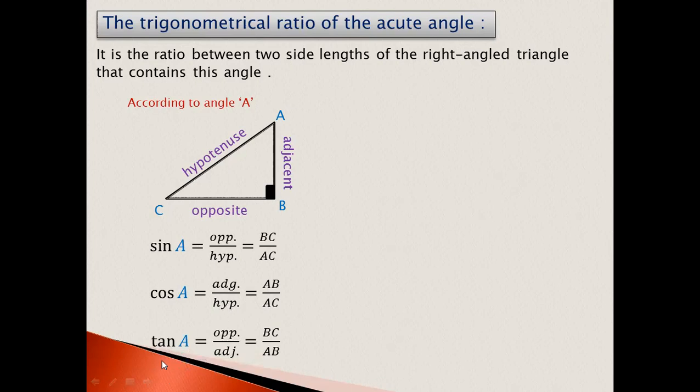And the third trigonometrical function is called tan. If we need to find tan A, we need to find the ratio between the opposite side of the angle A and the adjacent side of the angle A. The opposite to the angle A is BC, and the adjacent is AB, so it's going to be BC over AB.